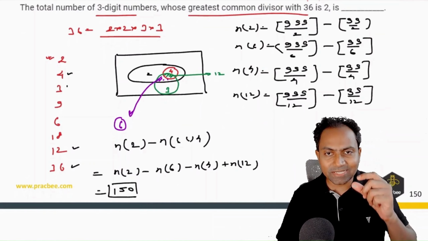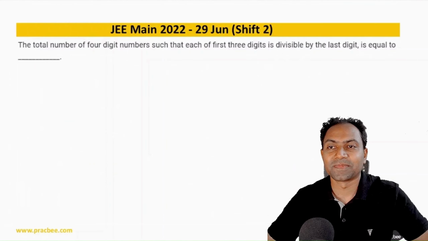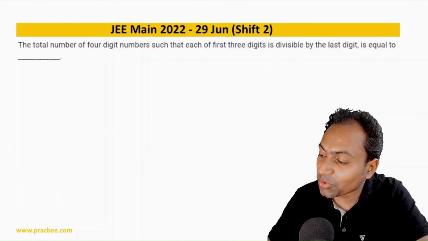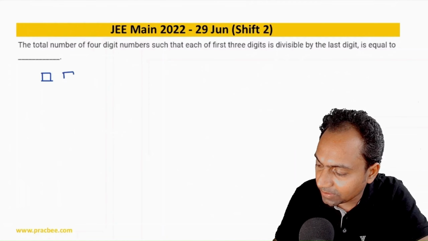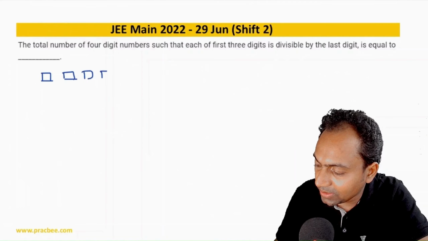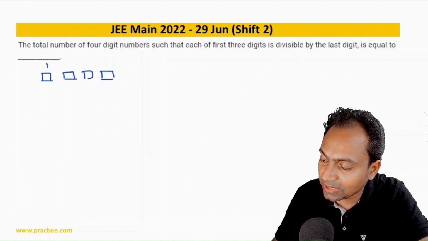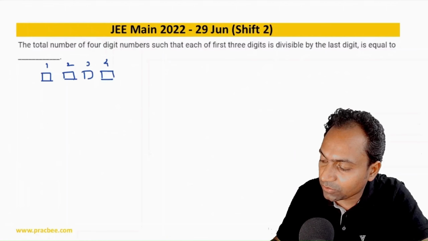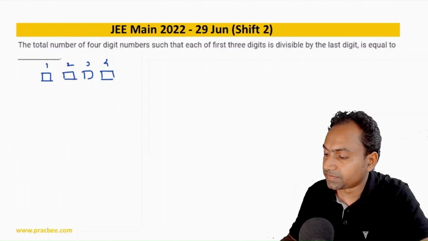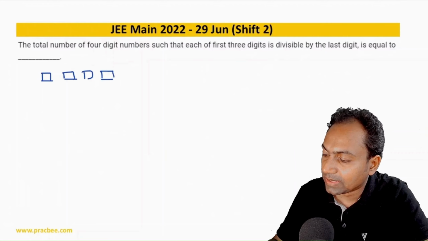So this understanding through set theory, what exactly is happening, is very important for solving this question. Now this 2022 question is very interesting and quite different to other questions. What they're saying is, if you make a 4-digit number, how many numbers can be such that the digits at the first, second and third place are divisible by the digit at the fourth place, or the last place. So now what you can do in such a question is start making cases.